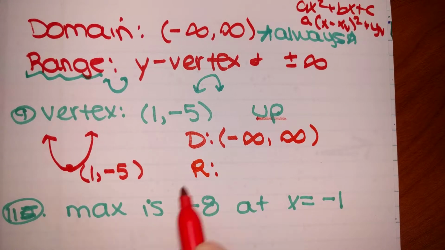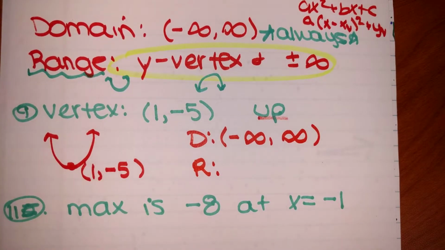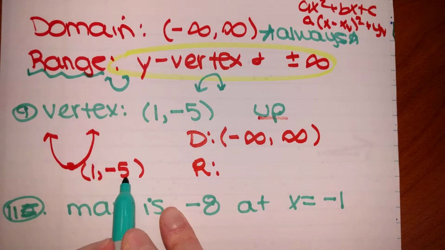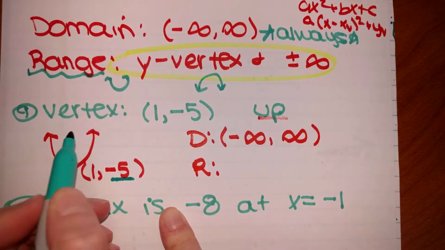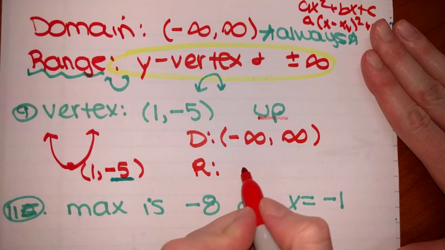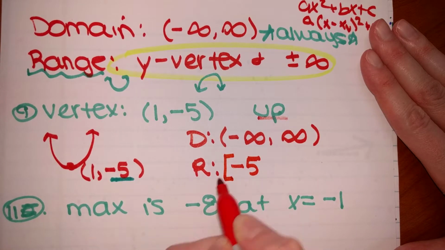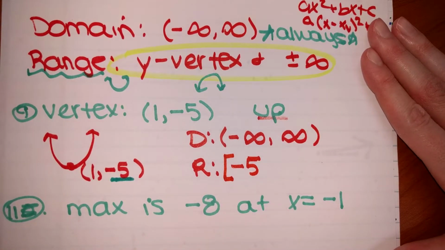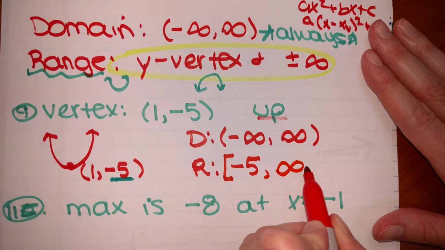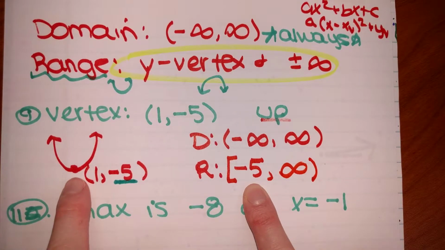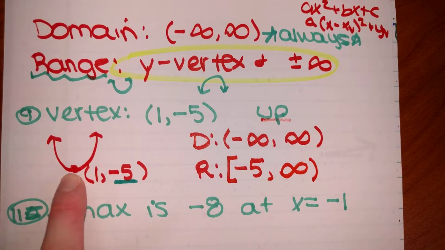The range, you know that it's going to involve a y vertex and then a plus or a minus infinity. So in this case, our y vertex is the smallest value because our parabola opens up. So our range will start at negative 5. We'll put a square bracket because we want to include that number, and then it will go to infinity. And keep in mind, we want to include this because we have a filled-in circle there.